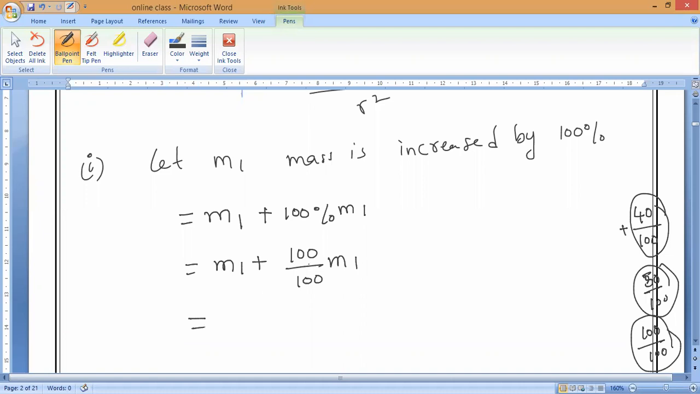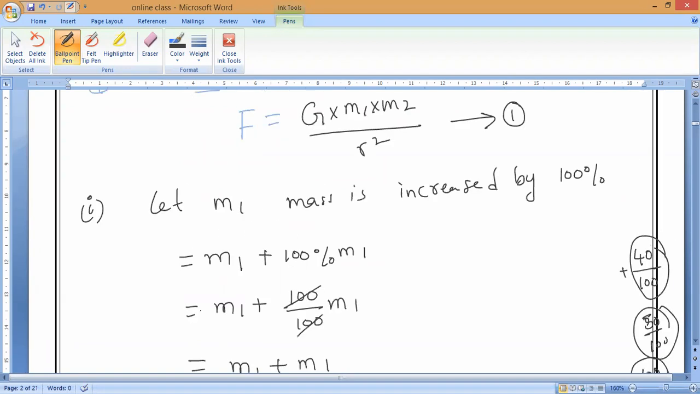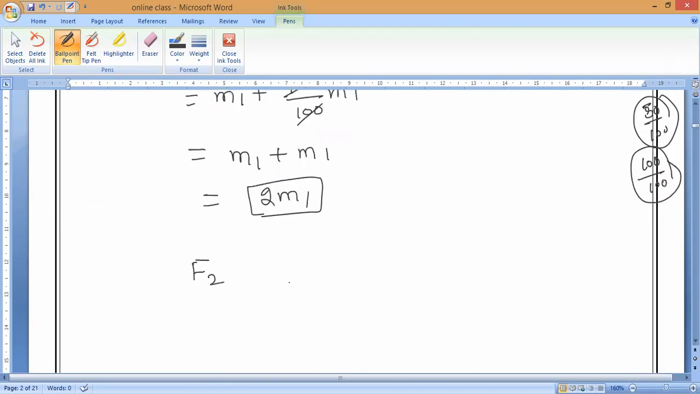So it equals how much? M1 will get cancelled. So what is the increased mass of M1? The increased mass of M1 equals M1 plus M1, which is 2M1. Are you understanding, everybody? So what is the force now? The new force, let me call this F1. Is it okay, guys?